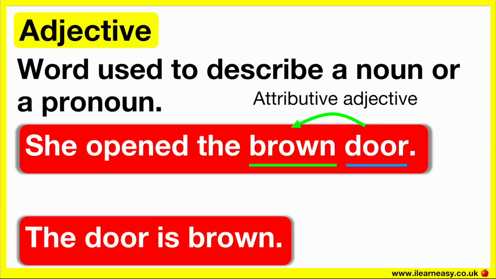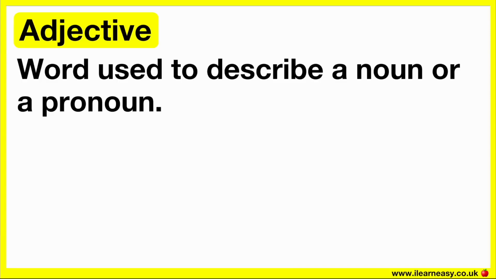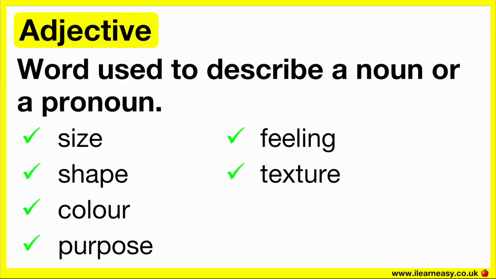The door is brown. The adjective in this example is brown because it describes the color of the door. The noun is door. So the adjective comes after the noun in this sentence. When the adjective comes after the noun, it's called a predicative adjective. An adjective can describe the size, shape, color, purpose, feeling, texture, time, etc.